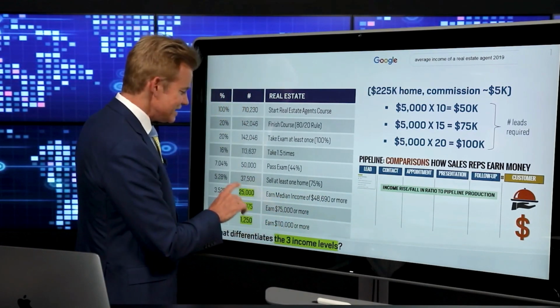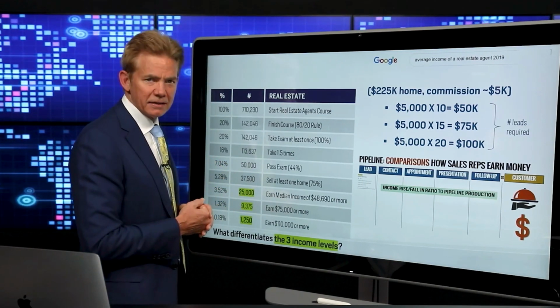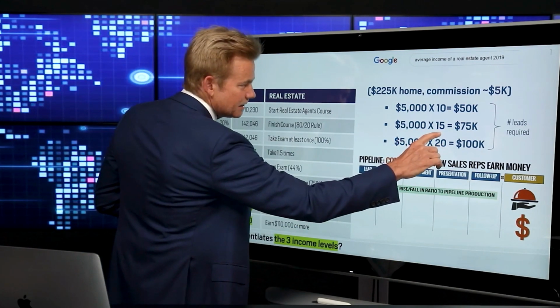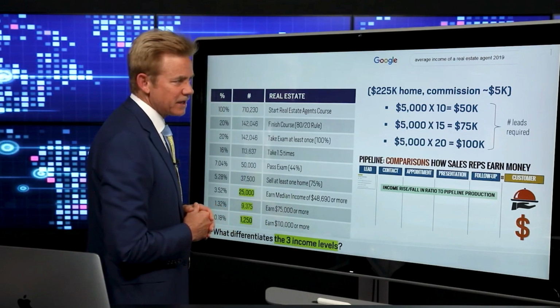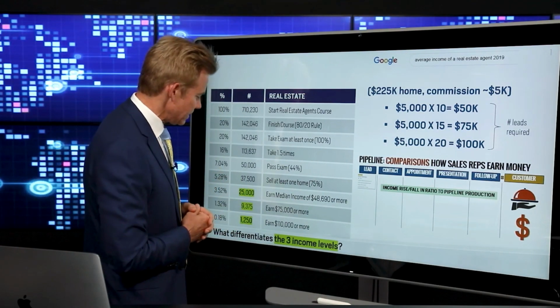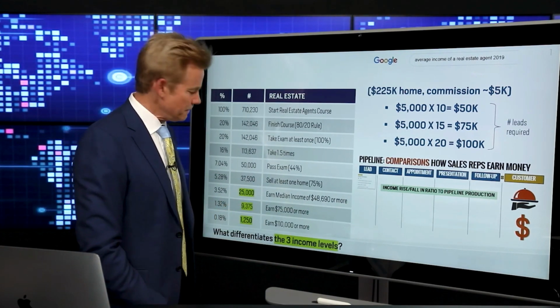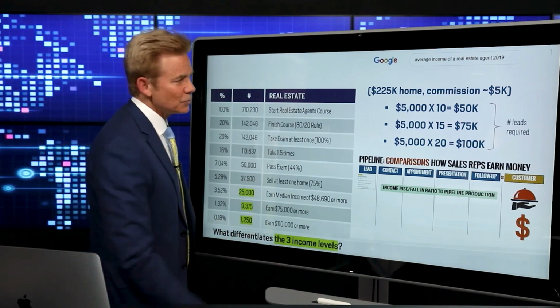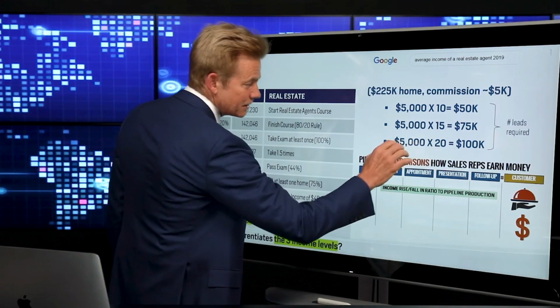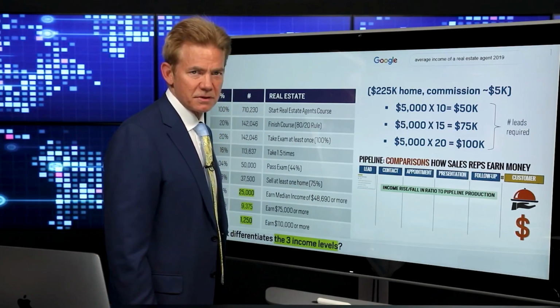The people who did not do that did not advance in the income bracket. 15 required to make 75,000. That would be, let's say, 150 leads across the pipeline. Only 9,000 people were willing to do that. And then only 1,000 were willing to put in the quantity required to make $100,000.